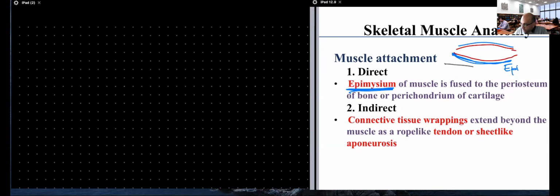And if this is my bone here, if you remember, the bone is surrounded by a connective tissue membrane. This is called my periosteum. The fusion between the epimysium and the periosteum of the bone, this is what we consider a direct muscle attachment.